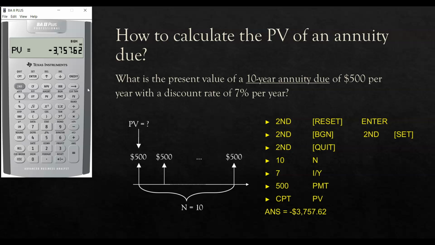The rest of the calculation goes very similar to what we had before. The only thing you have to watch out for if you're dealing with an annuity due is that you have to switch from the end mode to the beginning mode before you run the calculation. So this is basically how you calculate the present value of an ordinary annuity as well as the present value of an annuity due.